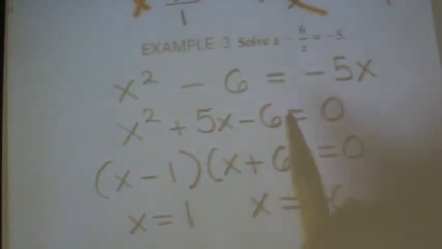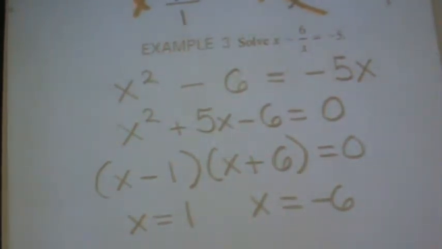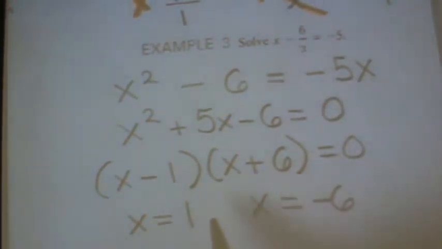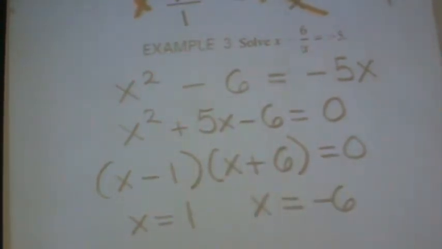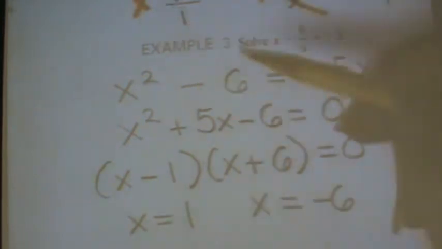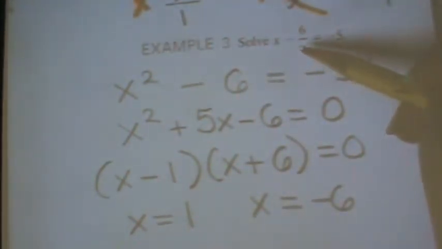How do you know they're good answers? Because it's not 0, as long as it wasn't a 0. The restrictions are 0. X can't be 0. 1 and negative 6 are the solutions. No, they both work. 0 is danger. 0 is what you don't want. You never want a 0 in the denominator of a fraction, it's undefined. 0 is not a good answer.